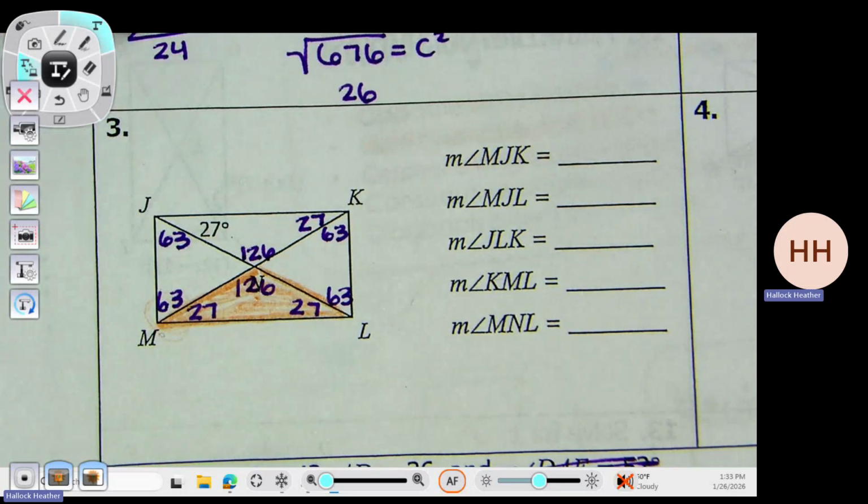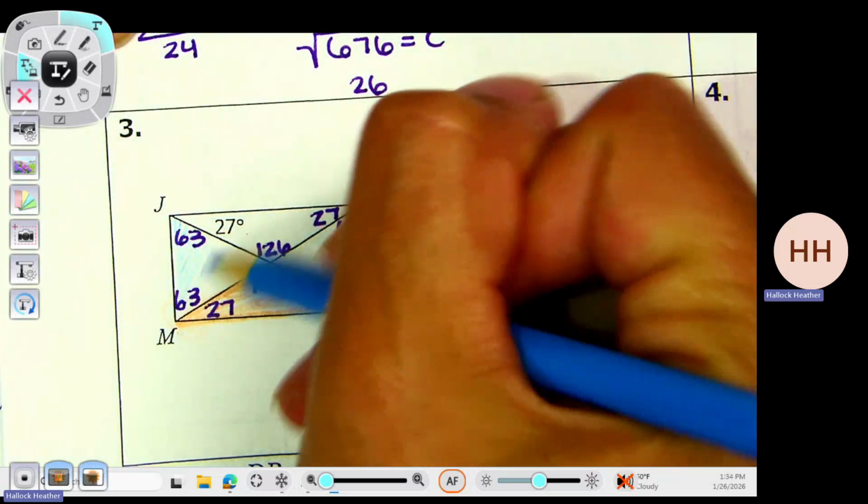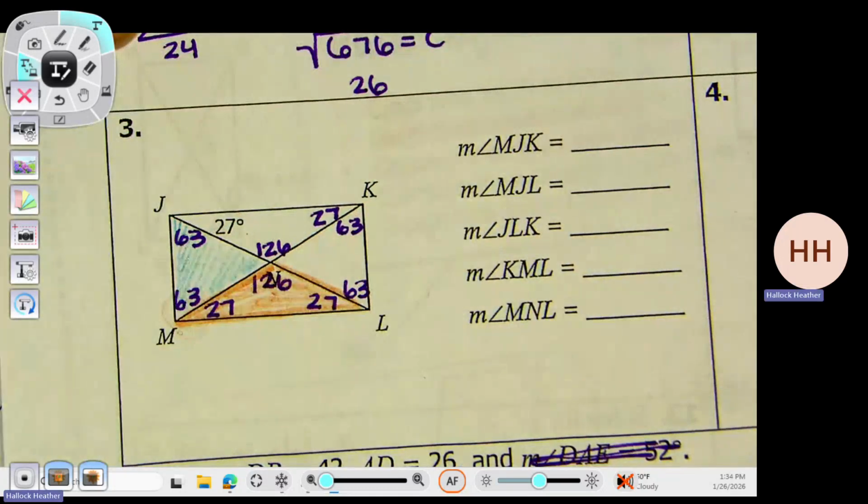If I look at the other triangle, I have 63, 63. How much is the missing angle in this triangle? 54.